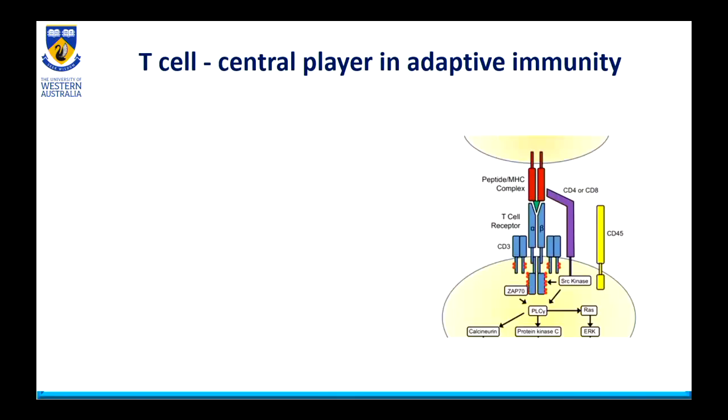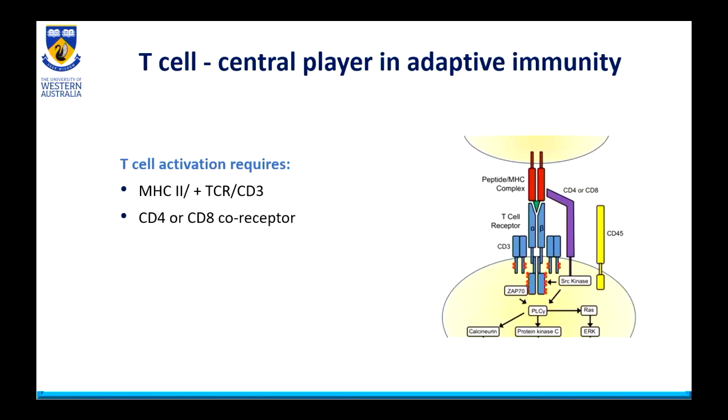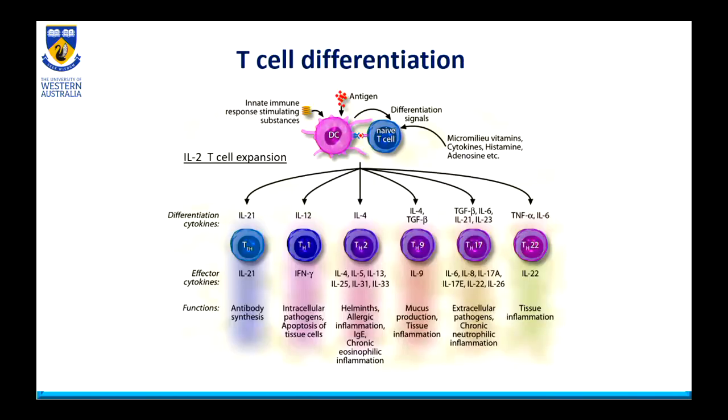And what's also really important is what happens at that antigen presenting site. T cell activation requires MHC class 2 expression on the antigen presenting cell, and you need a T cell receptor with a CD3 component. You then need expression of CD4 or CD8 co-receptors, and you need co-stimulatory signals, something like B7 and CD28, to activate that T cell. And so then you get T cell differentiation.